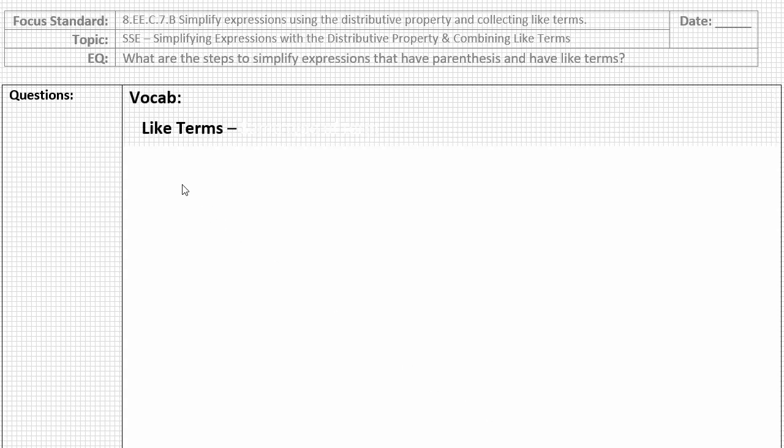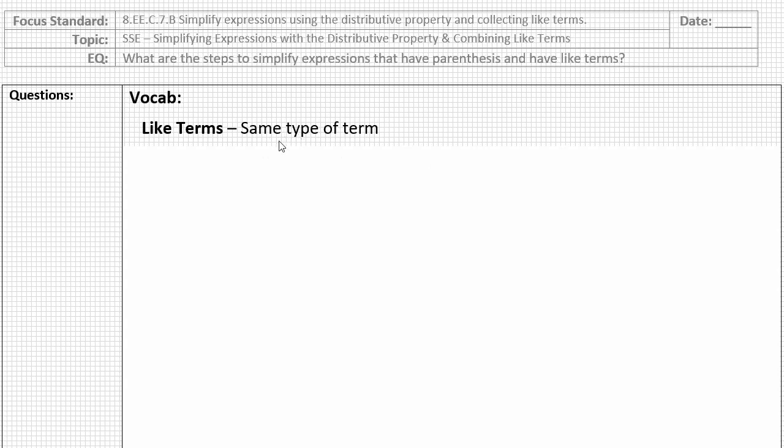I wanted to start today reviewing the vocab term like terms. So thinking back when we've been simplifying expressions, what do we mean by like terms? Well, they're the same type of term, and we're usually looking for them when we're combining like terms, as it states in the topic of our video lesson today.